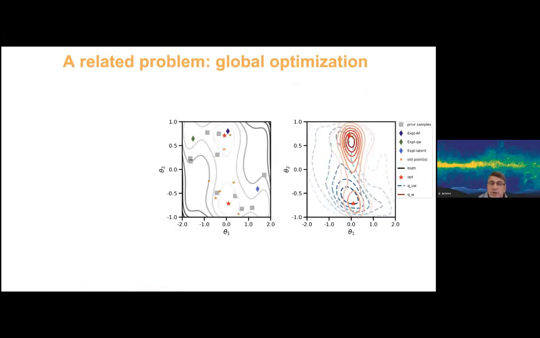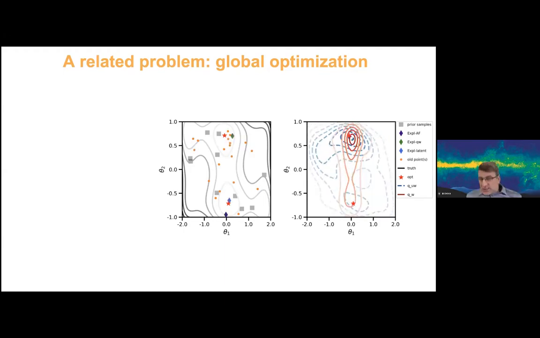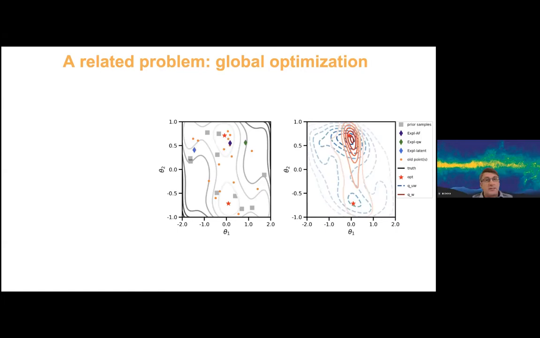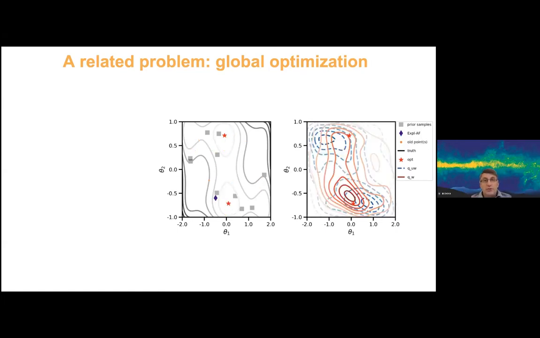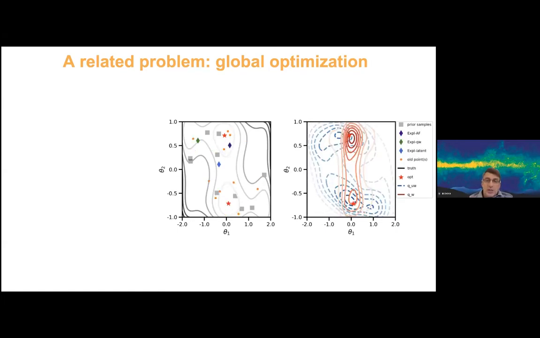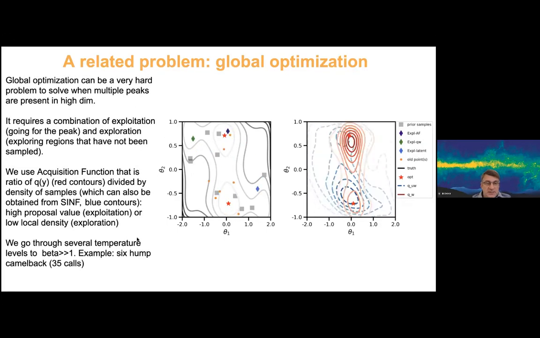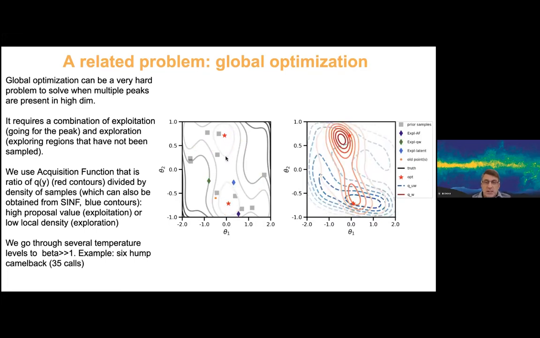There's a related problem, which is global optimization: how do you find just peaks? So in this case, you don't look for the full posterior distribution, you just want to go for the peak. So here is this six-hump camelback, one of the standard optimization problems. It has two peaks, which are the two stars.